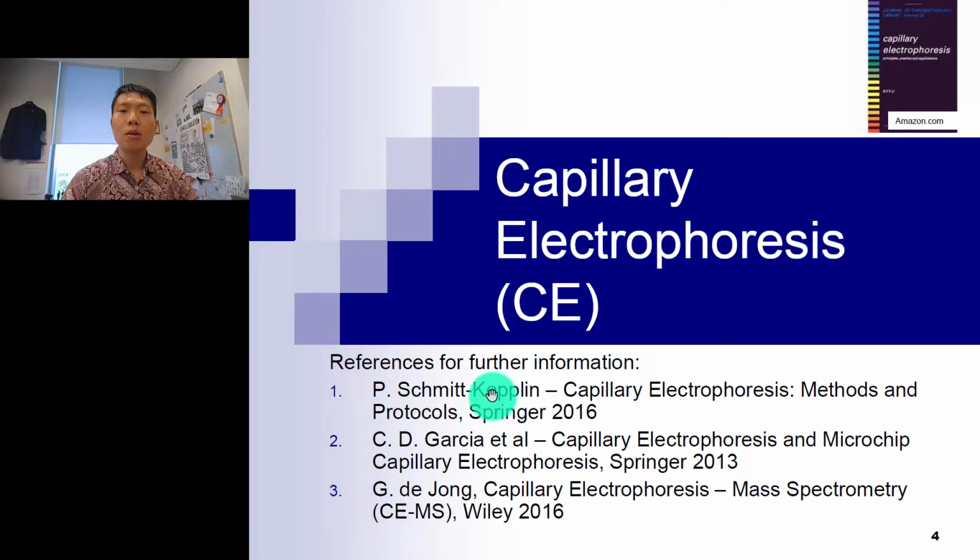And the second one, you can find out more about CE in tandem with the microchip CE. And this is from 2013, and this is very useful in the later part when Professor Lee teaches you on the microchip. This is by Garcia et al. And the last one is CE-mass spectrometry, CE-MS. This is by Wiley in 2016, and this is also very important because after this CE, I'm going to teach you on the mass spectrometry.